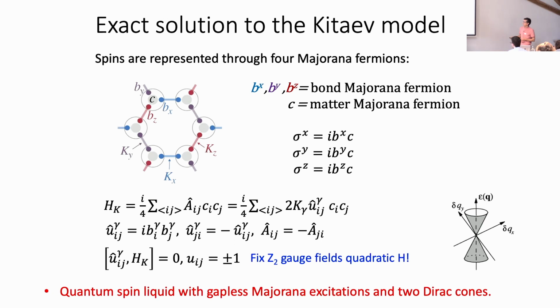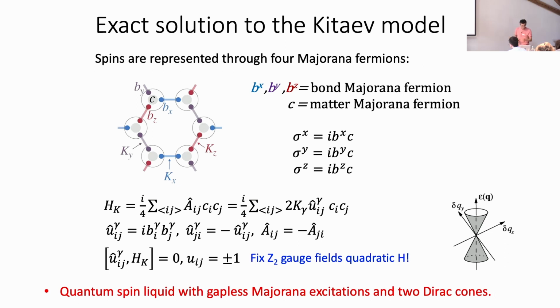And because this operator commutes with the Hamiltonian, these are good quantum numbers, and we can replace these operators in the Hamiltonian by the eigenvalues of this bond operator, and in that way we really have a quadratic Hamiltonian that is straightforward to diagonalize by fixing these Z2 gauge fields.